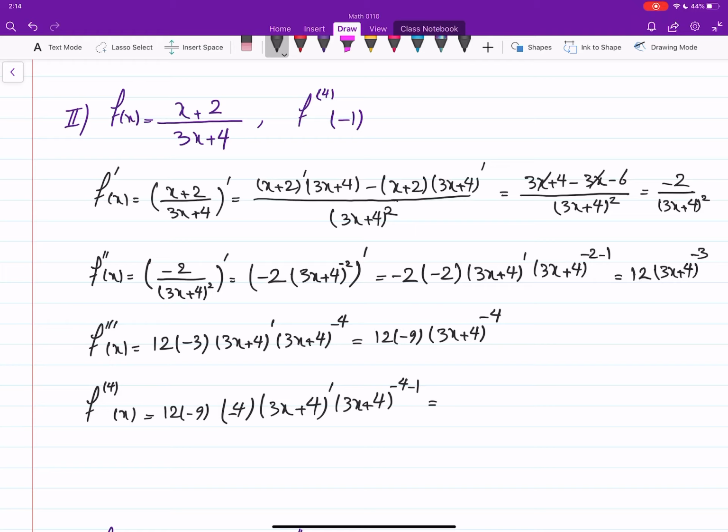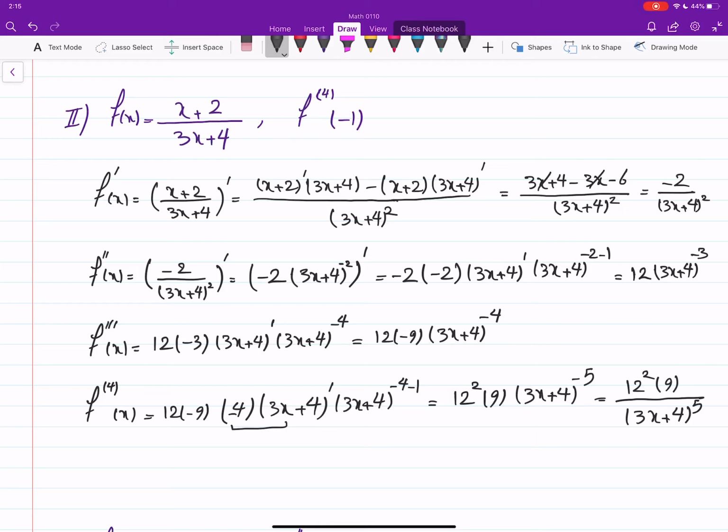This will give us again another 12 times the negative sign will get that one. These two will be 12, negative 12, and then that number will be there. And then (3x plus 4) to the power negative 5. So this means that we have this number. It's a big number, but that is the numerator of this function.